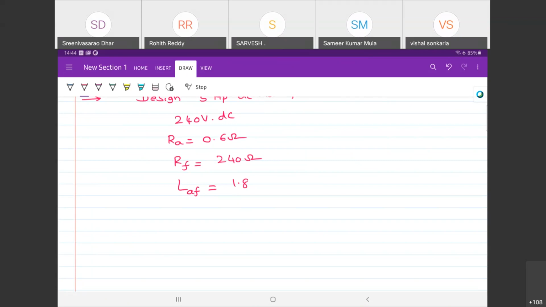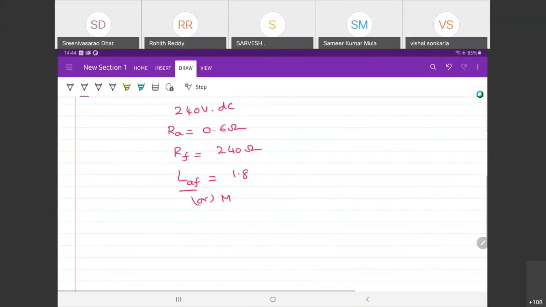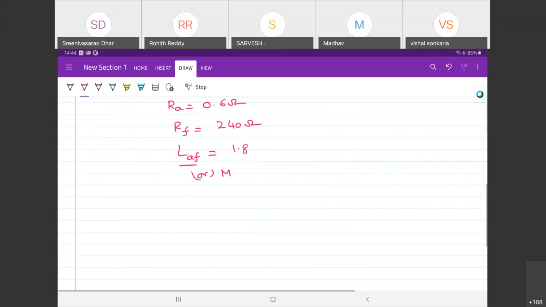In a DC machine, the mutual inductance, you know that, or should I explain? Have you ever heard of this mutual inductance M or LAF? No, sir. Okay, right then. So we'll start from the basics, right? So what is the formula for back EMF EB?